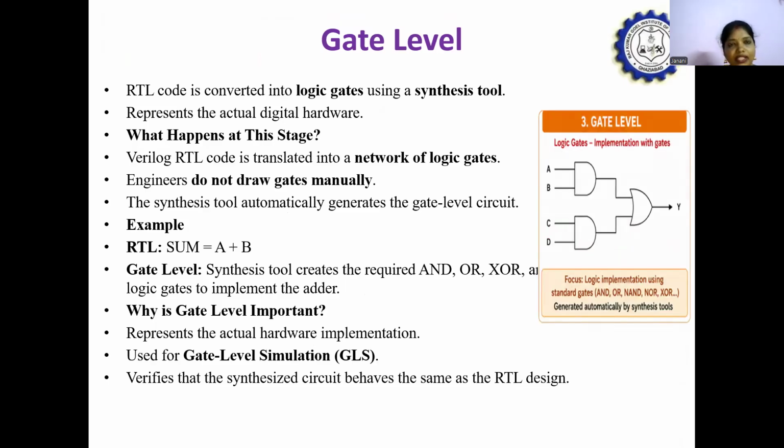The next level of abstraction is the gate level. In the gate level, the RTL code is converted into logic gates using a synthesis tool. Here we represent the actual digital hardware, right? With the help of a gate level netlist, we implement the logical implementation. What happens at this stage is that once you have written the Verilog code, we convert the Verilog code into a network of logic gates. Here we are not going to draw any diagram manually. The synthesis tool automatically generates the gate level netlist.